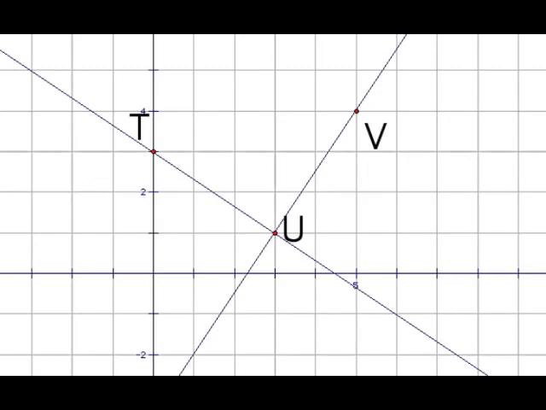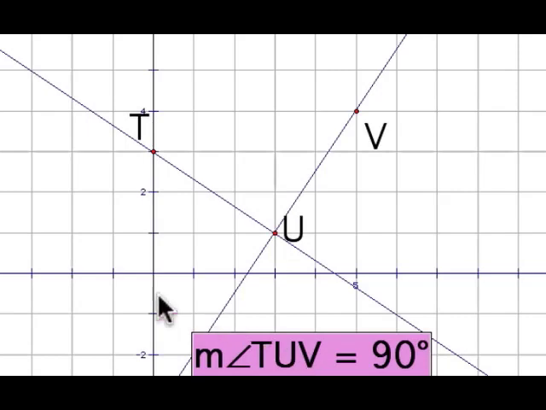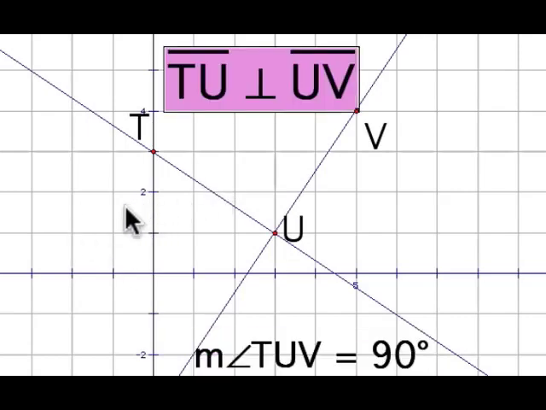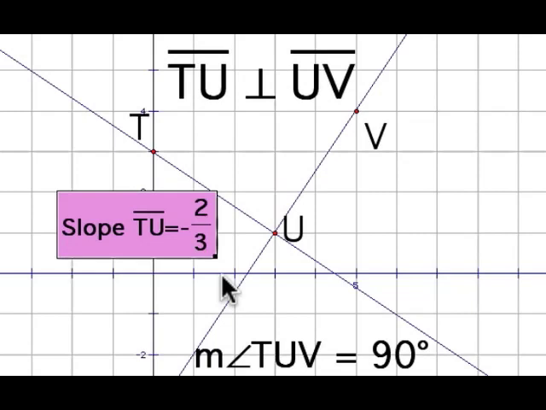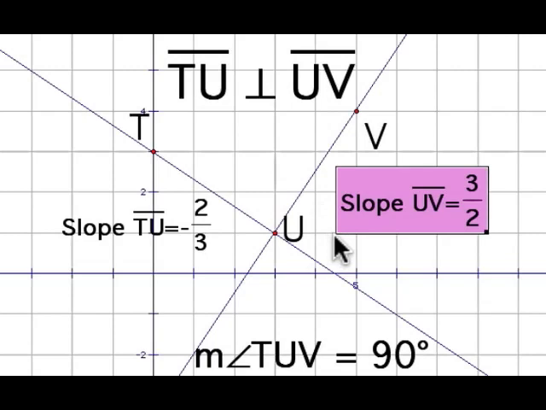So we'll take a look at another example here. If we're considering the angle TUV, we find that these two lines intersect to form a 90-degree angle again. And so once again, we can say that line segment TU is perpendicular to line segment UV. Now, if we consider the slope of the line segment between points T and U, we go down 2 and over 3. So our slope is negative 2 over 3. And between points U and V, our line segment goes up 3 and over 2. So its slope is 3 over 2.